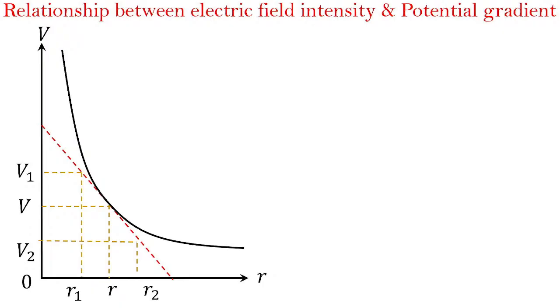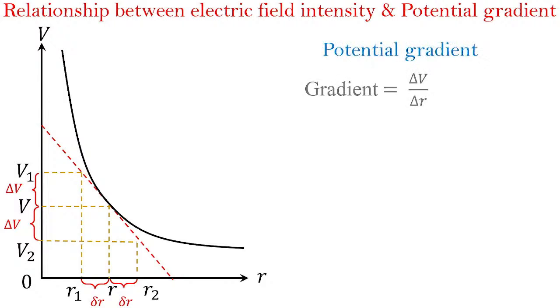So this is delta V, this is delta R. Now we can easily mark what? Tell me. Easily mark what? The gradient. So how do you get it? V1 minus V2 over R1 minus R2, or V2 minus V1 over R2 minus R1. So either of it.